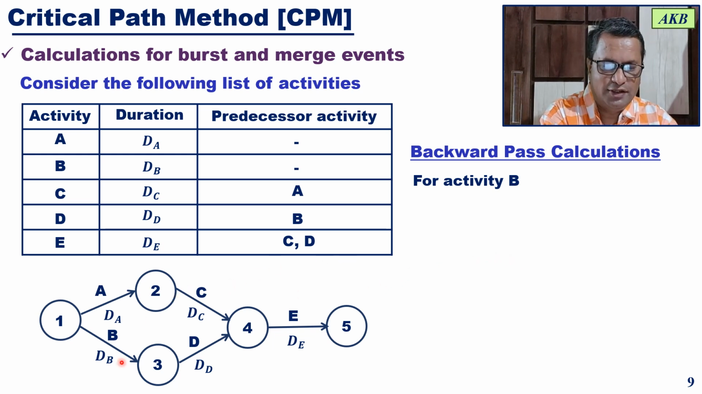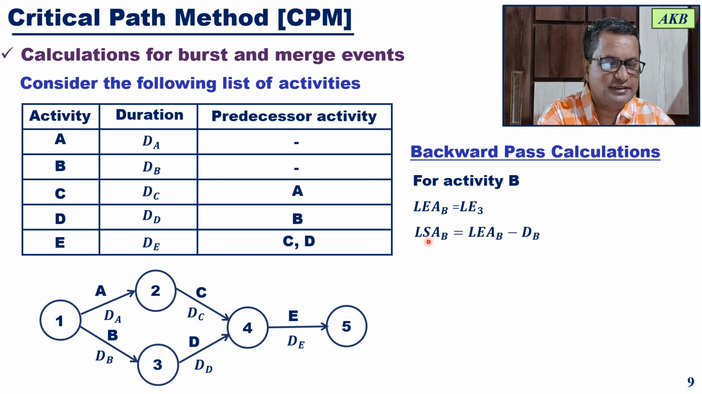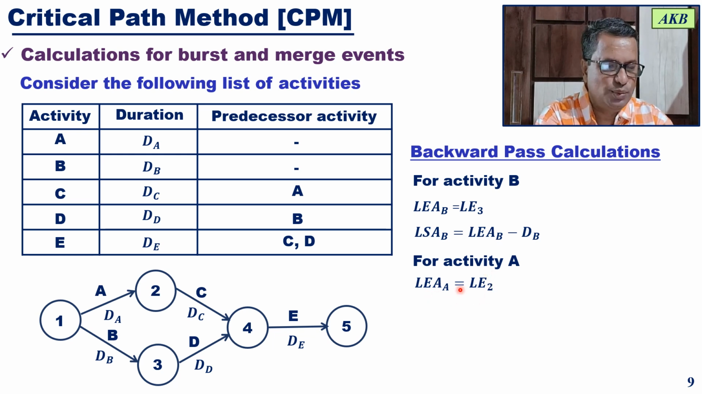Then you come to activity B. The latest end time for activity B will be set equal to the latest event time for event 3. From that you get the latest start time for activity B, which is the latest end time for activity B minus the duration of activity B. Then for activity A, again you calculate the latest end time for activity A, which is equal to the latest event time for event 2, and from that you get the latest start time for activity A, which is the latest end time for activity A minus its duration.